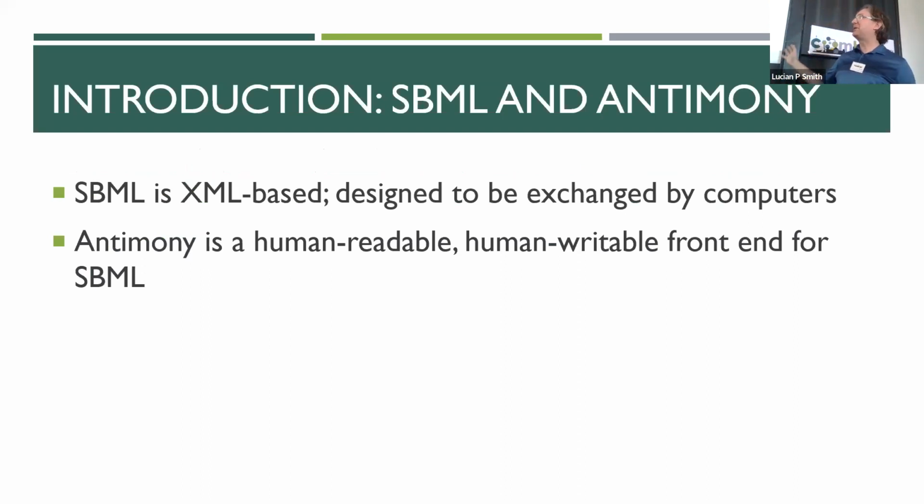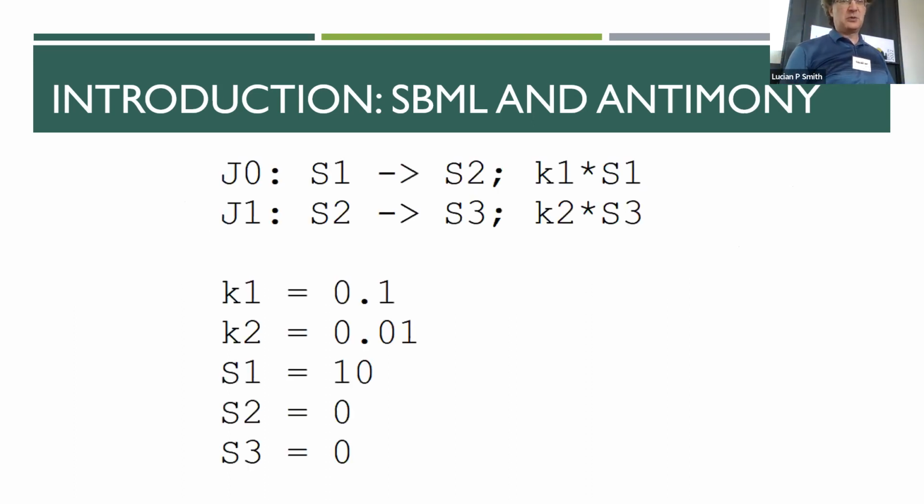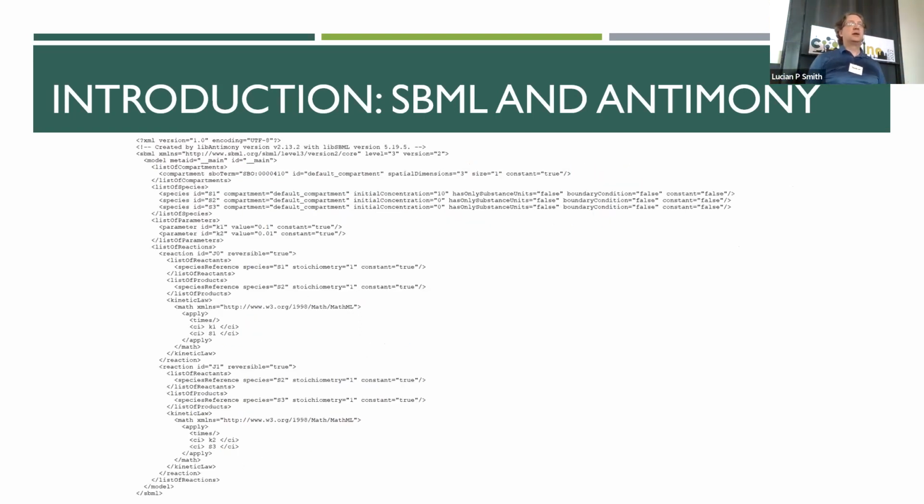SBML is XML based, and it's designed to be exchanged by computers. So you wouldn't want to use an editor for SBML directly. Antimony is a human readable and human writable sort of front end for SBML. What that looks like is a text-based list of commands that tells you about what your model is. Up here at the top, we have a reaction. J0 is the name of your reaction. S1 goes to S2 at a particular reaction rate. S2 goes to S3 at a particular reaction rate. These are all my initialization values. So this then gets translated to SBML, and the SBML is that, which obviously you wouldn't want to look at by hand because that's awkward.